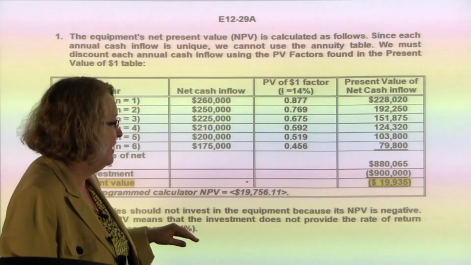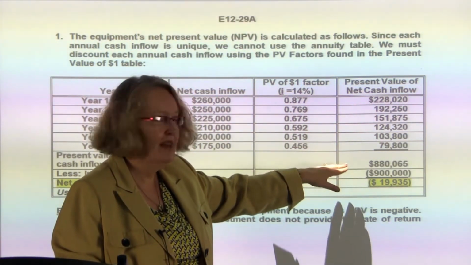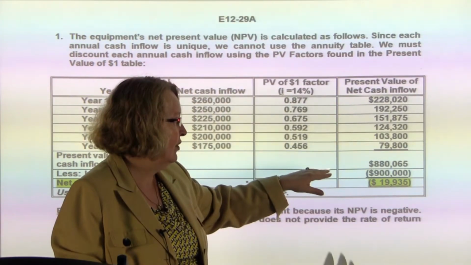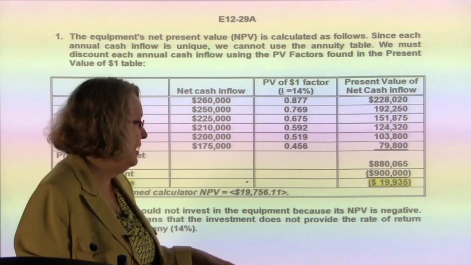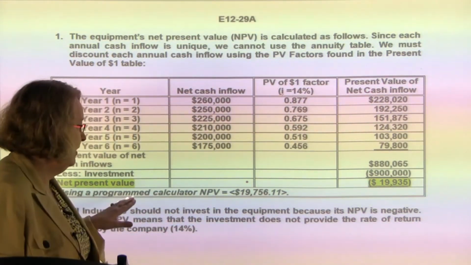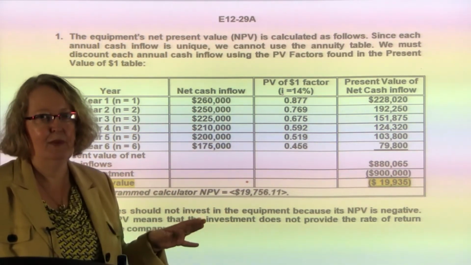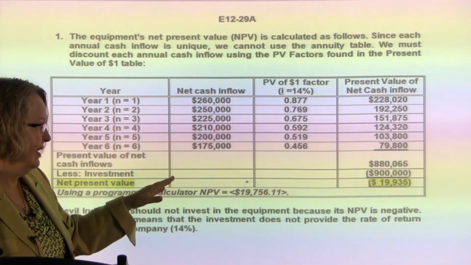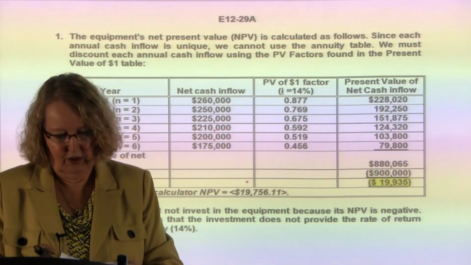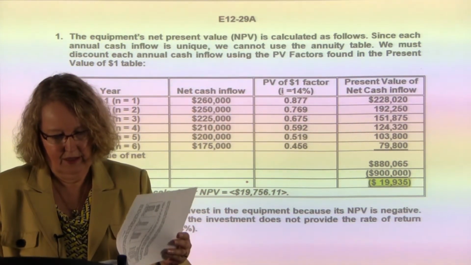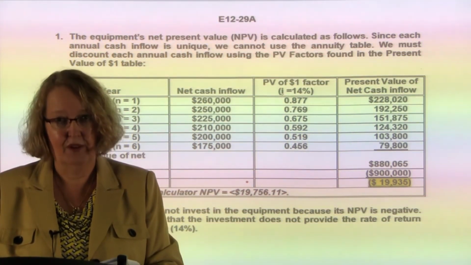So the total cash in present value generated from this investment is $880,065. It's going to cost $900,000 to buy that equipment. So you have a negative net present value. So again, this is not something the company should pursue because it is a negative rate of return. So that concludes problem or requirement 1 of 12-29.